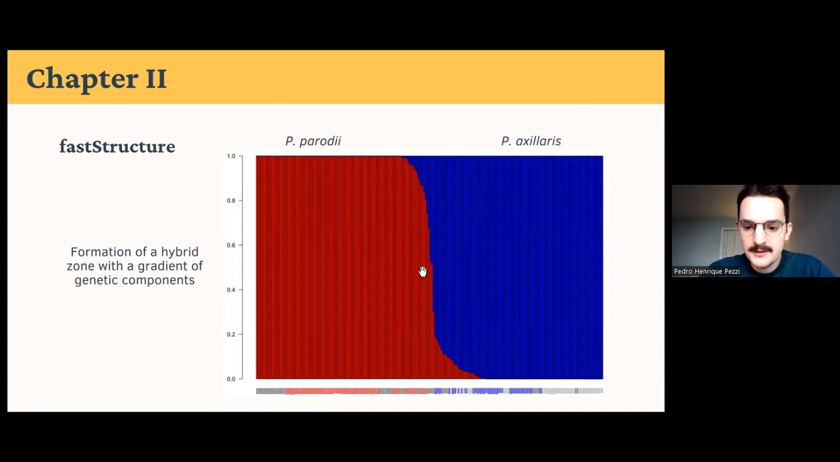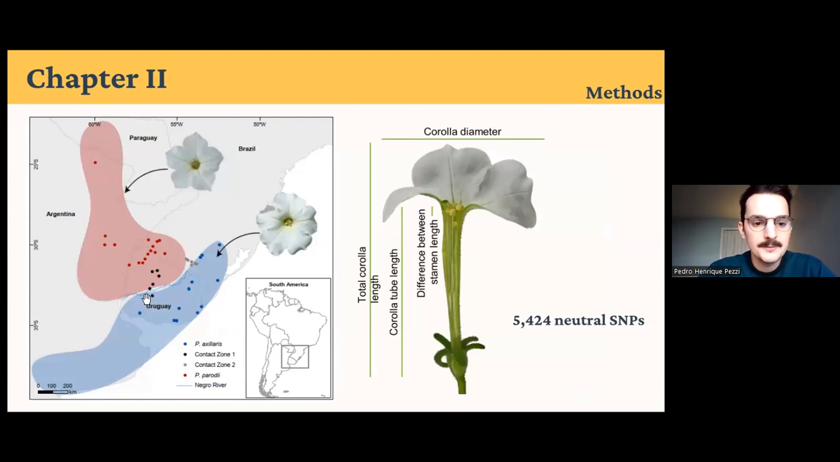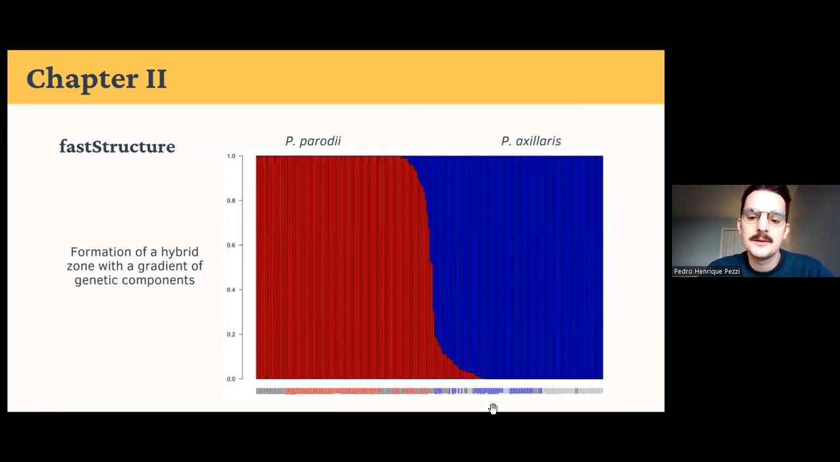What's interesting here is that these individuals are all from this population here in the south, south of the Negro River, but we can also find some individuals that would be considered canonical of one of the species. So for both of them, we can find some signs of genetic component sharing in this subspecies, in these other regions that we wouldn't consider as contact zones.